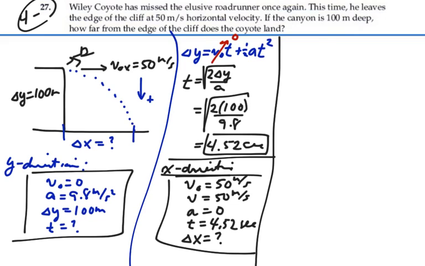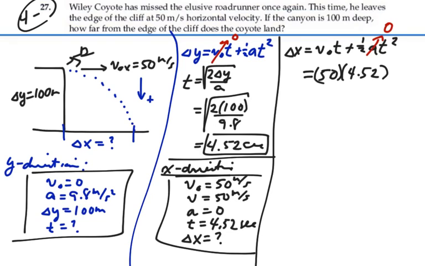So let's try the same type of equation. Displacement equals initial velocity times time plus 1/2 acceleration times time squared, but in this case there is no acceleration in the x direction. So that is going to just simply equal this velocity times time, and that will be 225.9 meters. So Wile E. Coyote, or anybody jumping off this cliff at 50 meters per second in the horizontal direction, will hit away from the cliff at a distance of 225.9 meters.